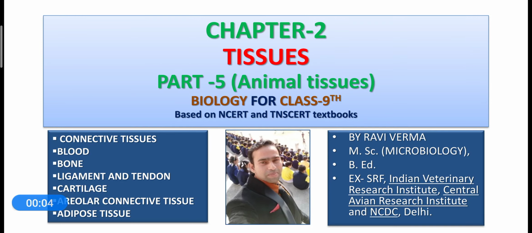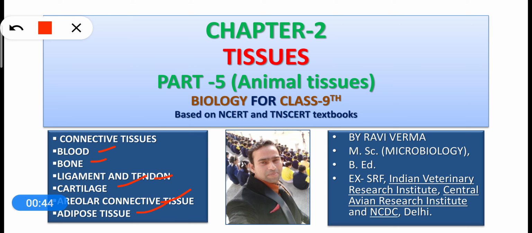This is part 5 of the chapter named Tissues from the biology of class 9th, and in this video I'm going to start another category of animal tissues, that is connective tissues. So dear students, there are many examples of connective tissues. You know something about blood, bone, ligament and tendon, cartilage, areolar connective tissue, and adipose tissues. So many of them you have actually listened to, or learned something about in the previous classes. So in this video we will discuss a few of them.